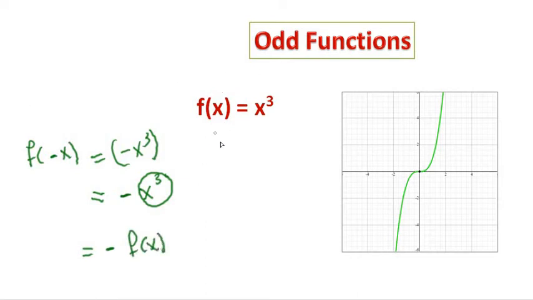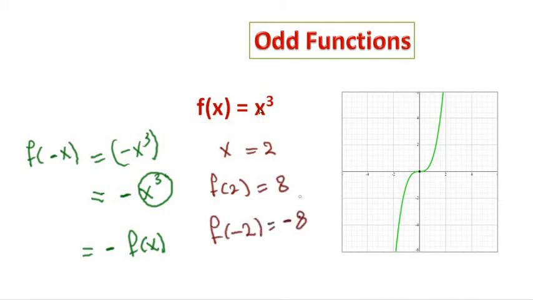Let's try that for a number. Let's say again that x equals 2. Then f of 2 equals 2 cubed, which is 8. F of negative 2 equals negative 8, which is negative 2 cubed. This means that the function is odd because f of negative 2 is negative f of 2. When we substituted the negative number, we got the same answer but negative.